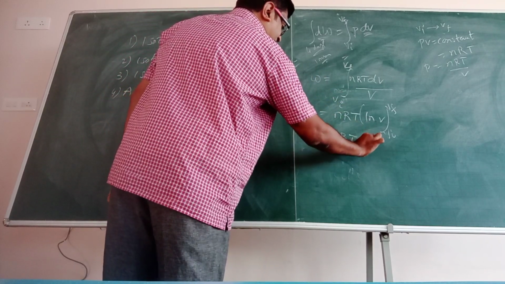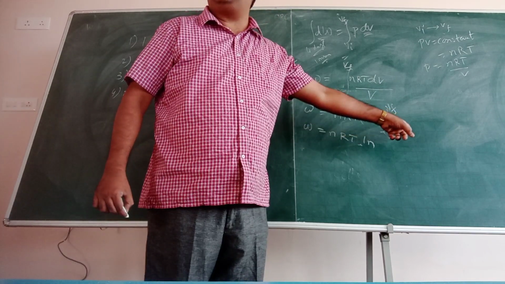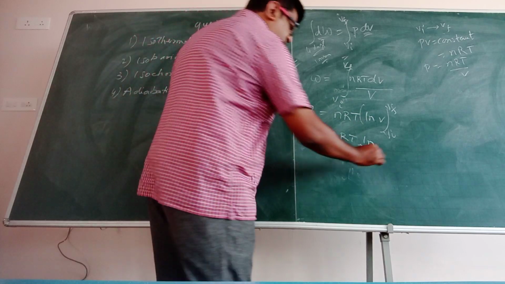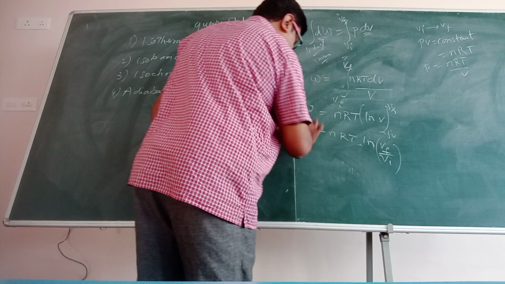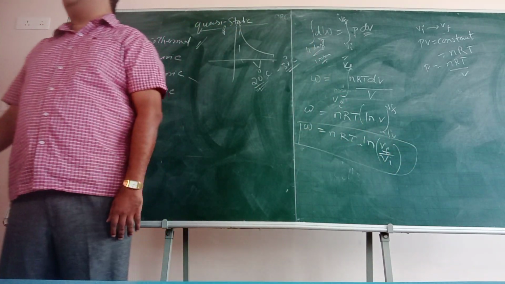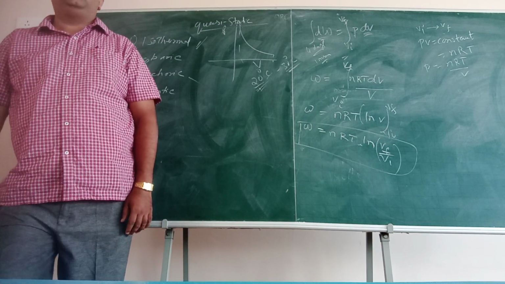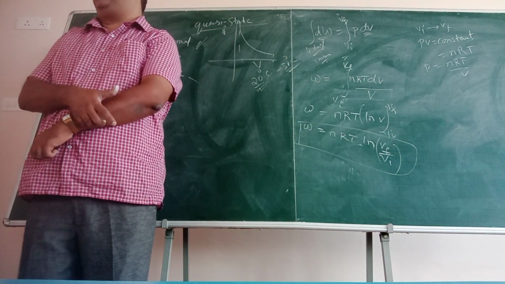nRT ln. If you substitute, this will become ln Vf minus ln Vi. Log of A minus log of B is log of A by B, so it is Vf by Vi. This is the equation to find out the work done if isothermal process is given to you. If they ask you what is the work done, you should use this formula. This is the first part.